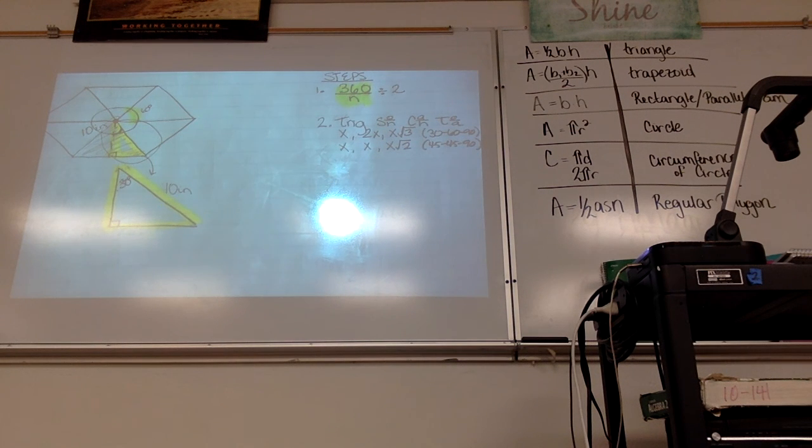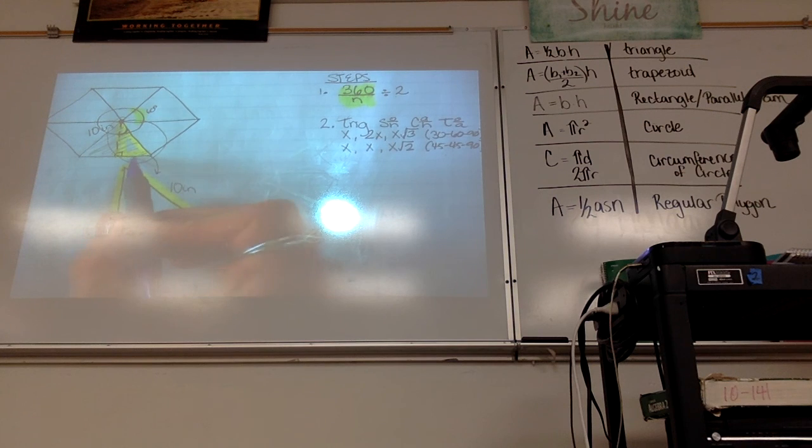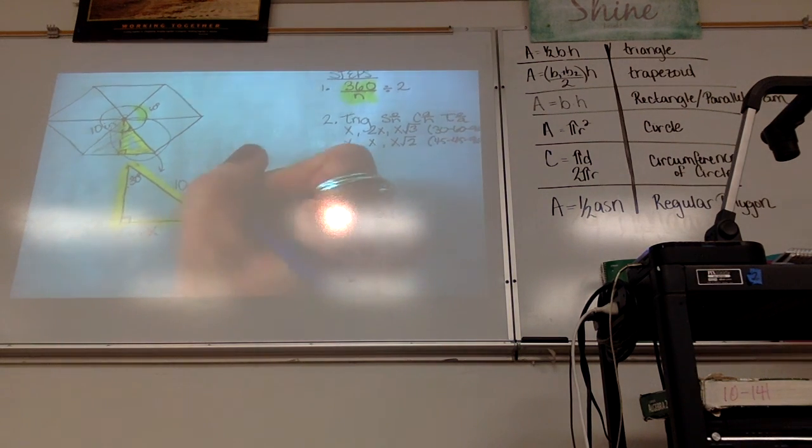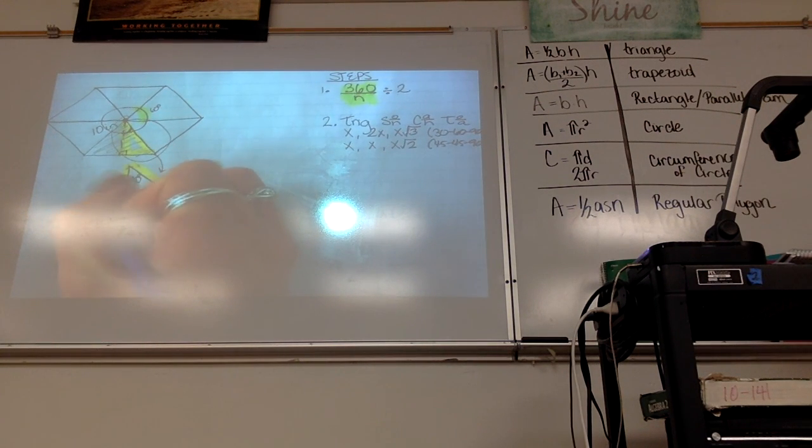So I could use 30, 60, 90 rules, right? Because I'm working in a 30, 60, 90 triangle. X goes where? Short side, long side, or hypotenuse? Short side, which is down here. My blow-up picture doesn't look very good, but you could see it in the smaller one. X goes here. 2x is where? Hypotenuse or the long side? And then x root 3 is the long side.